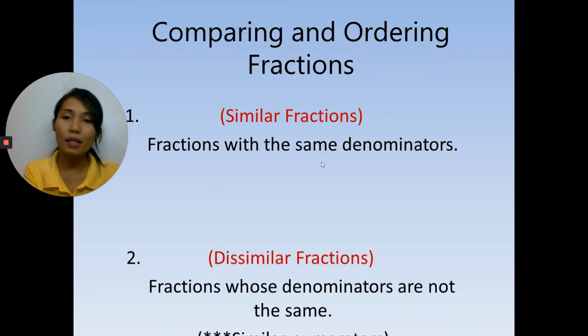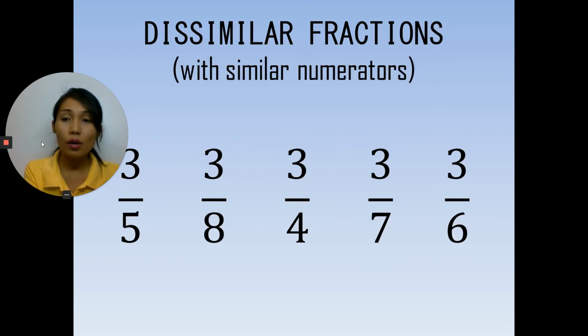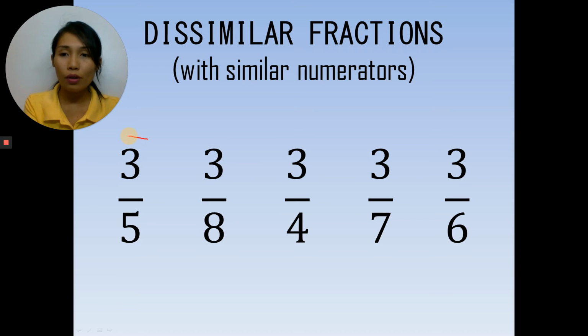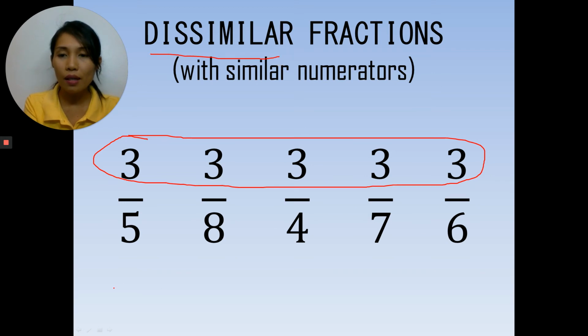Let's proceed. Number 2, dissimilar fractions. These are the fractions whose denominators are not the same. We will try these dissimilar fractions where the numerators are all the same. They are dissimilar because their denominators are not the same.